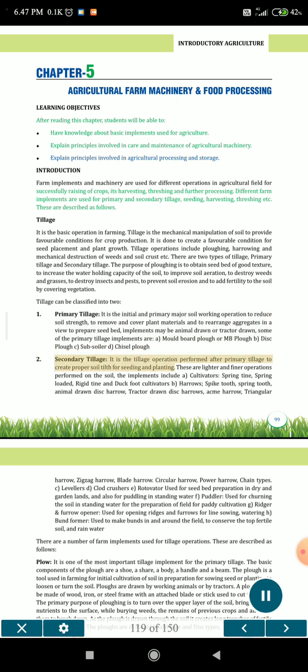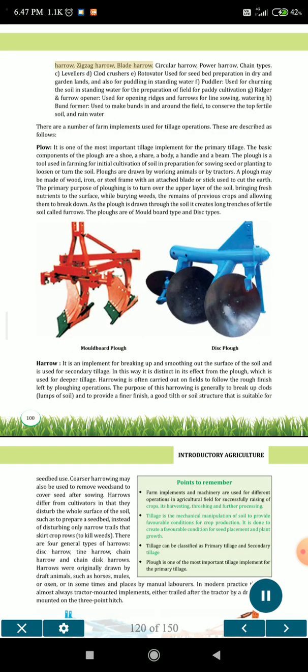2. Secondary tillage. It is the tillage operation performed after primary tillage to create proper soil tilth for seeding and planting. These are lighter and finer operations performed on the soil. The implements include A. cultivators: spring tine, spring loaded, rigid tine and duck foot cultivators; B. harrows: spike tooth, spring tooth, animal drawn disc harrow, tractor drawn disc harrows, acme harrow, triangular harrow, zigzag harrow, blade harrow, circular harrow, power harrow, chain types.